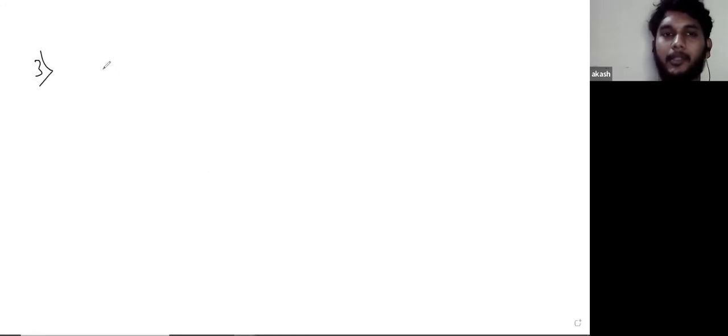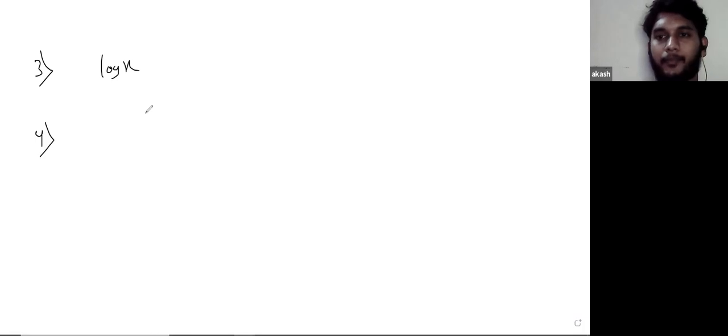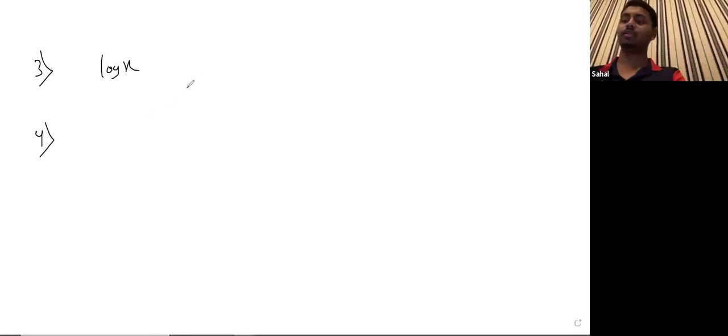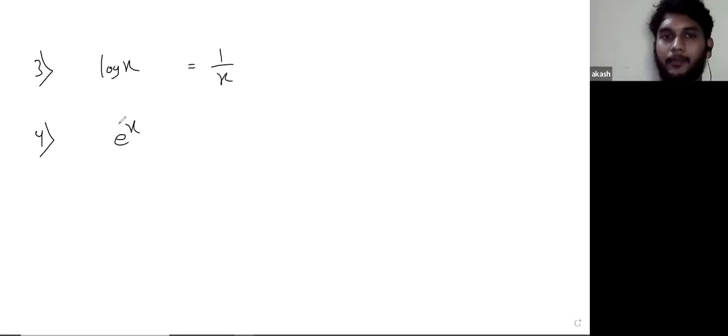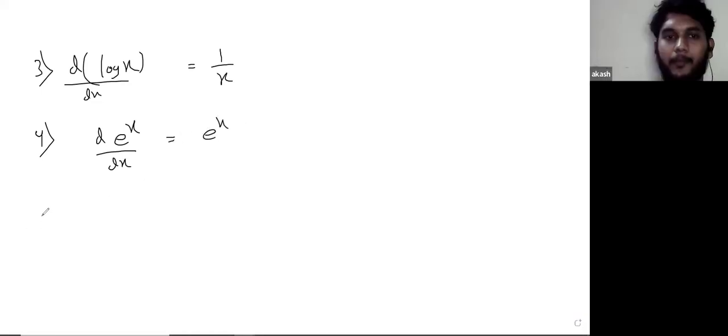Please tell me the differentiation of log x. 1 by x, right. And e to the power x? It will be just e to the power x.